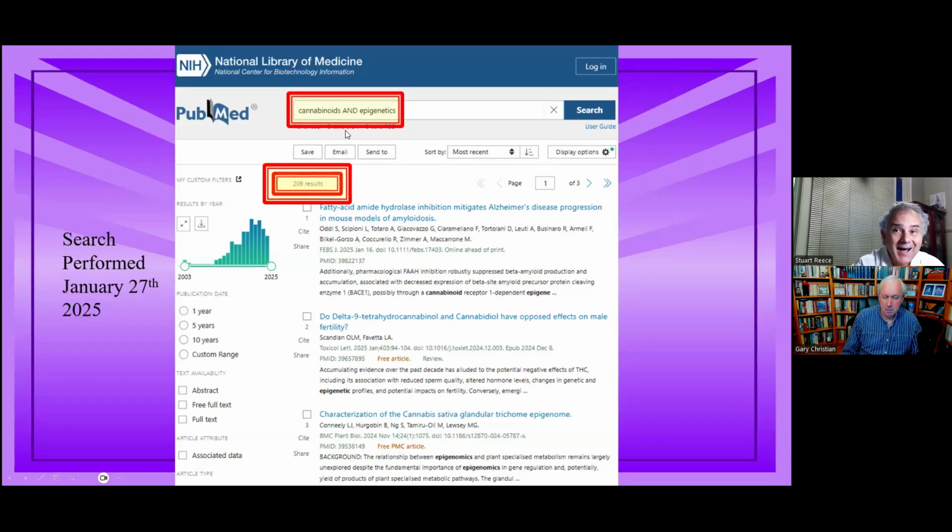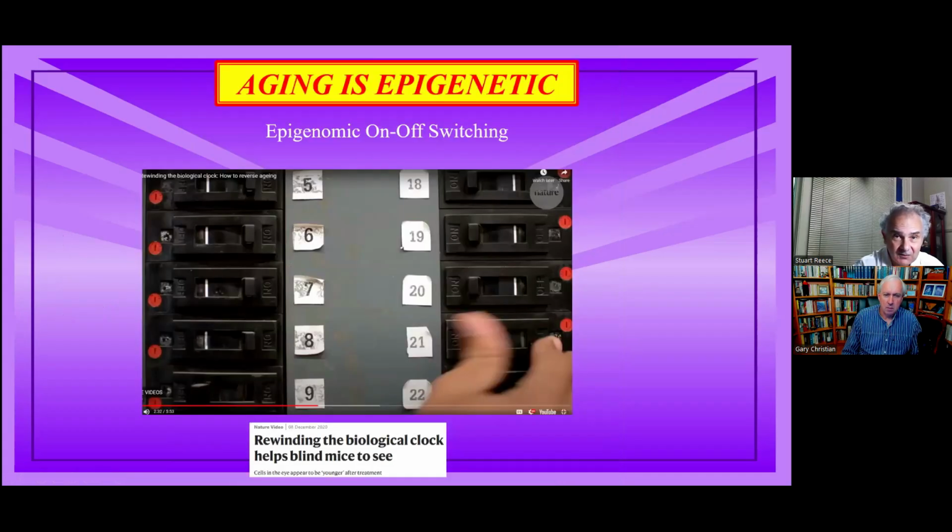Now, I'm not going to argue the case that cannabis affects the epigenome. It just does. Amongst scientists, this is a given. This is not debatable. It's not negotiable. It's not up for argument. It's just accepted. And here's a search of PubMed, the National Library of Medicine, the US, performed on the 27th of January, 209 hits linking cannabinoids and the epigenome. So we just take that as a given. We're not going to discuss it.